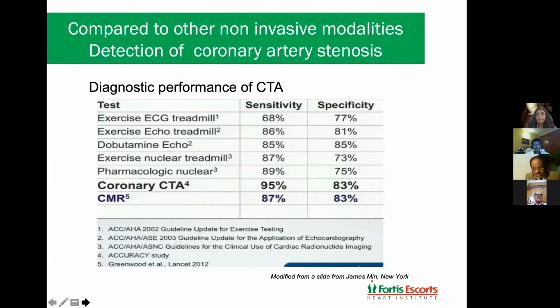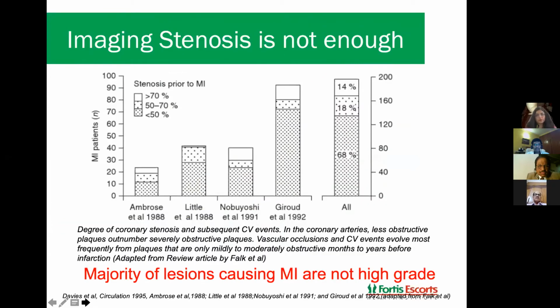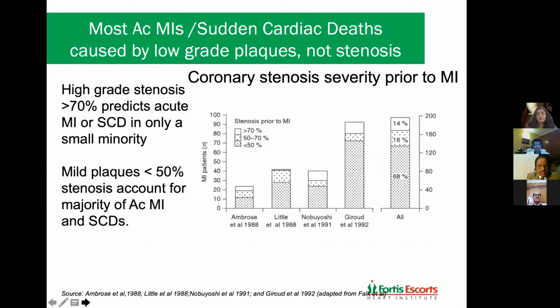So compared to other non-invasive modalities, CTA is better than most of them in the detection and exclusion of obstructive coronary artery disease. But what is the therapeutic consequence of stenosis? Because we do know that the majority of the lesions causing MI are not high grade. In fact, we find more frequently that most of the acute MIs and sudden cardiac deaths are caused by low-grade plaques and not stenosis.